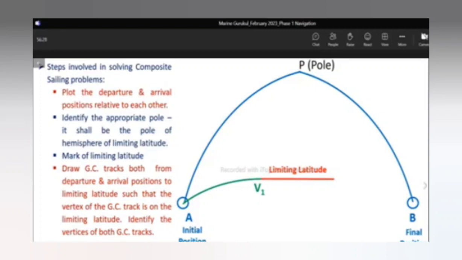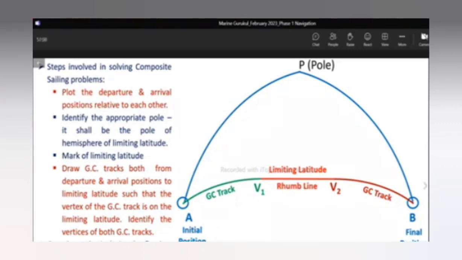Likewise, we draw a track between B and the limiting latitude with the vertex in the limiting latitude, and V2 is the vertex of that track. Now this entire track from A to B has three stretches. One is A to V1, which is a GC track, V2 to B, again a GC track, and V1 to V2 rhumb line sailing along the limiting latitude.